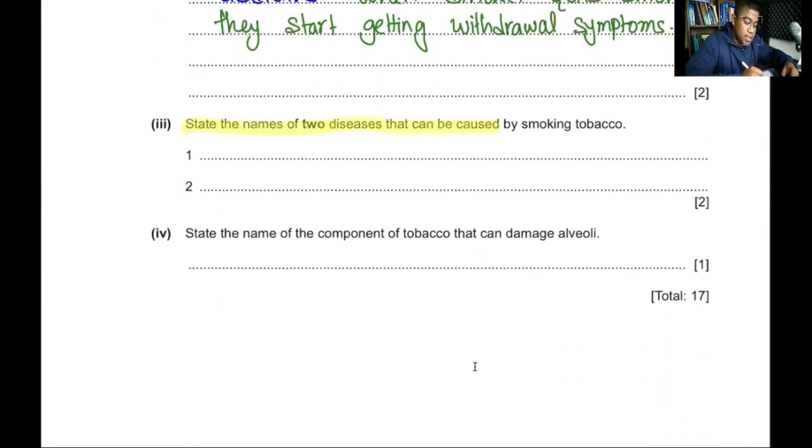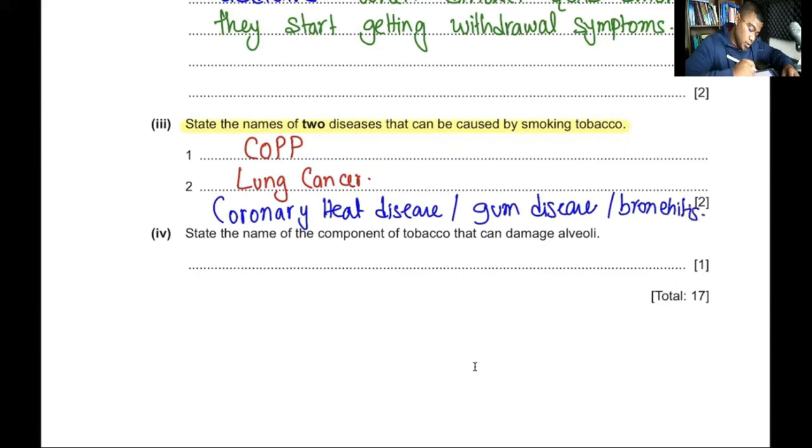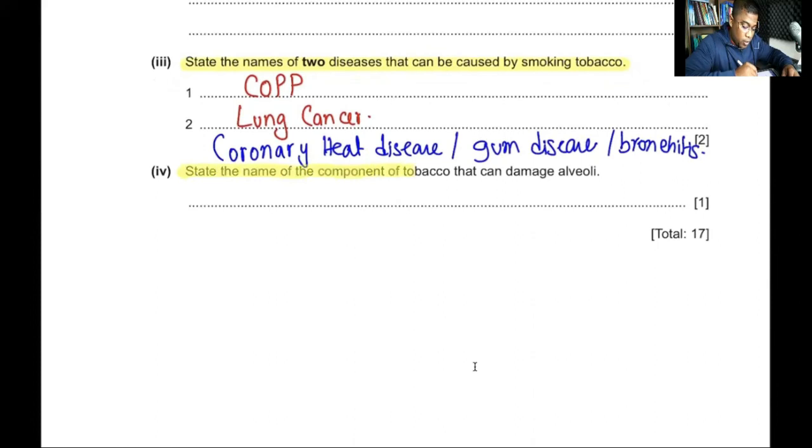State the names of two diseases that can be caused by smoking tobacco. We can name COPD, lung cancer, also coronary heart disease, gum disease, or bronchitis. State the name of component of tobacco that can damage alveoli. Tar. Tar can damage alveoli. Other answers could be dust particles.